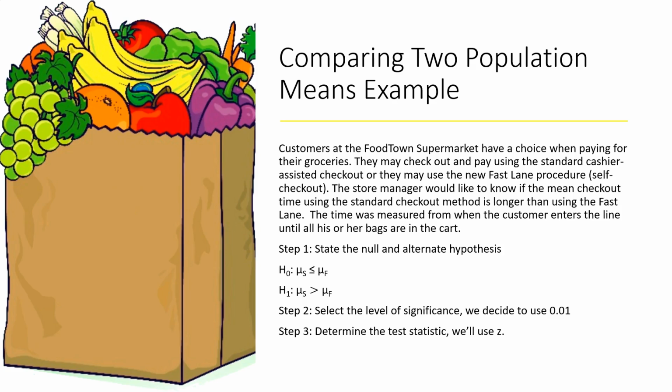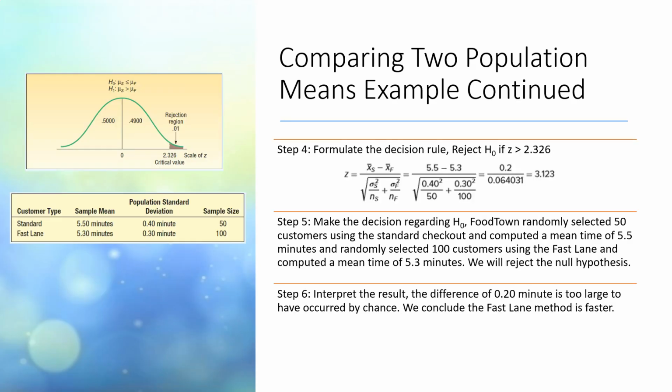Remember that the level of significance is the probability of rejecting the null hypothesis when it's really true. We can use our z statistic here because we can assume that the populations are normally distributed and the standard deviations of both populations are known. The alternate hypothesis sign points to the right here, so this is a one-tailed, right-tailed test.